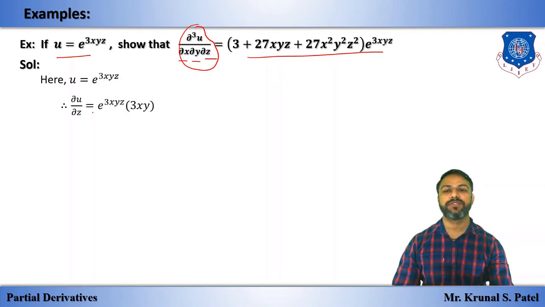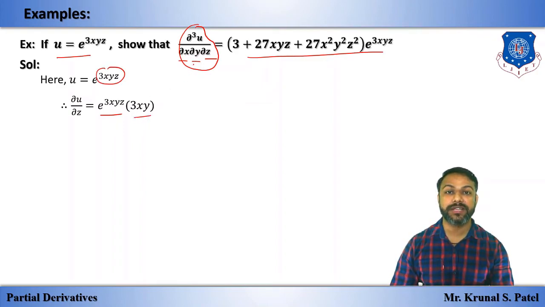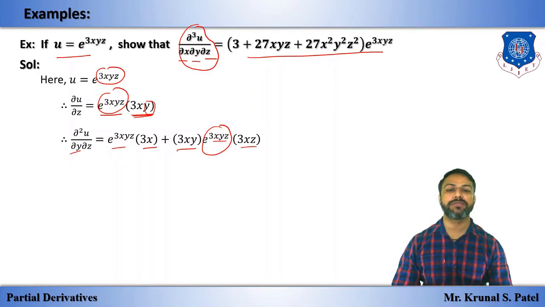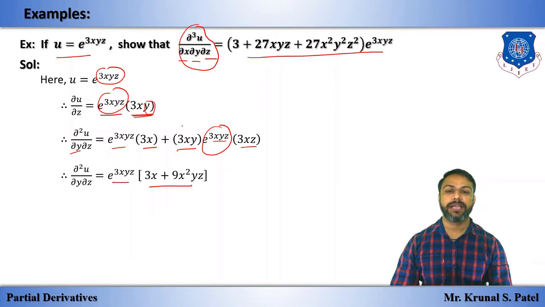u is given. Differentiating with respect to z, we get e raised to, and the differentiation of this power is 3xy. Now the second time, differentiating with respect to y, the differentiation of e is e, the differentiation of this is 3x constant, and the differentiation of y is 1. Now the second term as it is, and the differentiation of e raised to is e raised to, and the differentiation of the power with respect to y is 3xz, because the differentiation of y is 1. Now we can take common e raised to 3xyz. So in the second bracket we have 3x, and multiplying these two terms gives 9x square y z.